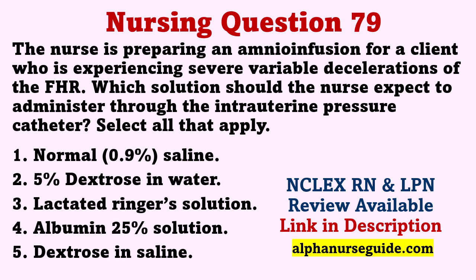The correct answers are 1. Normal saline and 3. Lactated Ringer's solution. Normal saline is used in amnio infusion. It can cause slight changes in fetal electrolytes, but is an acceptable fluid. Lactated Ringer's solution is the preferred fluid for amnio infusion. 5% dextrose in water is not indicated for amnio infusion. Albumin is a blood product prepared from plasma and is not used for this procedure. Dextrose and saline is not indicated for amnio infusion.